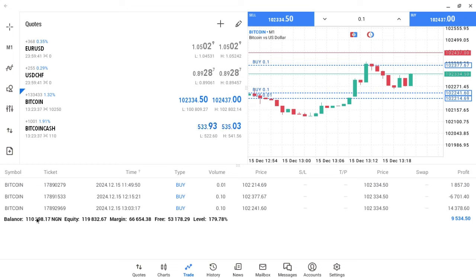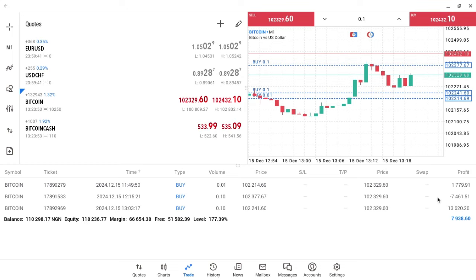So your initial balance will still be where it is until you close a trade. Then what is in this equity will be added to this place. Then this balance will change to this equity. Your balance here will change to the equity.